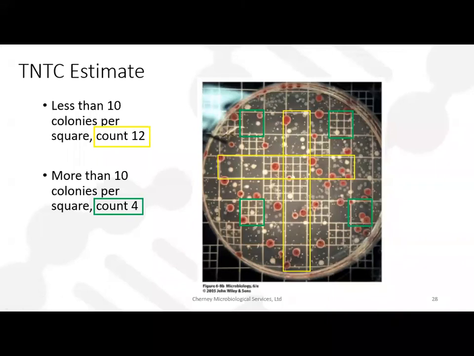If you have more than 10 colonies per square, then you're going to want to count 4. So where these green ones are highlighted here, just make sure that the 4 you choose are representative of your plate. So I don't want to choose 4 with the most colony growth in them. I don't want to choose 4 with the least amount in them. So make sure you choose 4 that are representative for your plate so you're getting an accurate count. Okay.